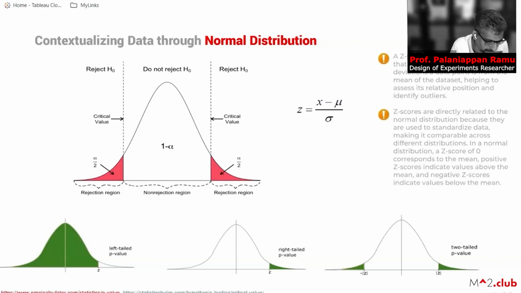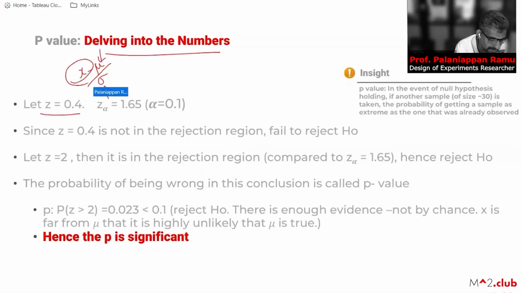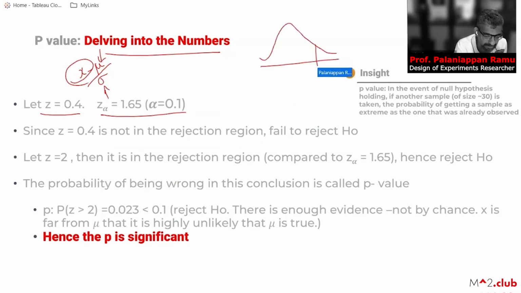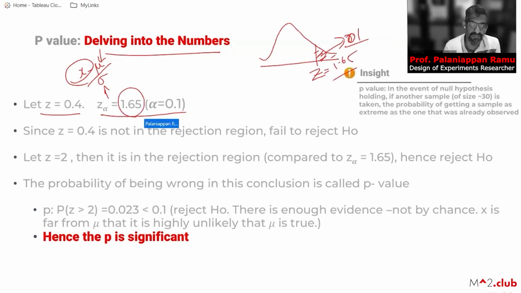This is a Gaussian distribution that we are talking about. So this Z alpha comes from the value that alpha equal to 0.1, right? So now the Z alpha is decided based on whether you take your alpha, which is a confidence level, to be 99% or 95%, right? So now, since your Z is 0.4, we are not in the rejection region. So we fail to reject the H0.